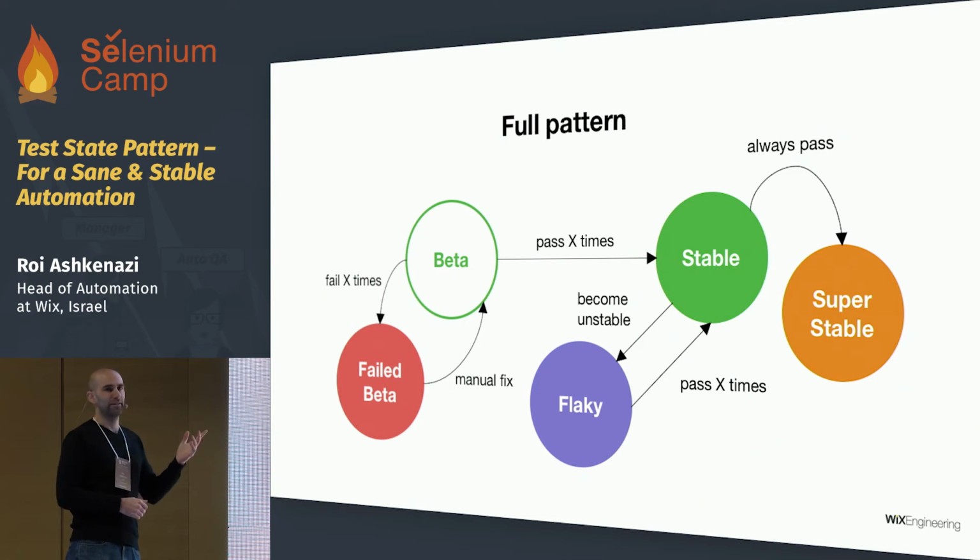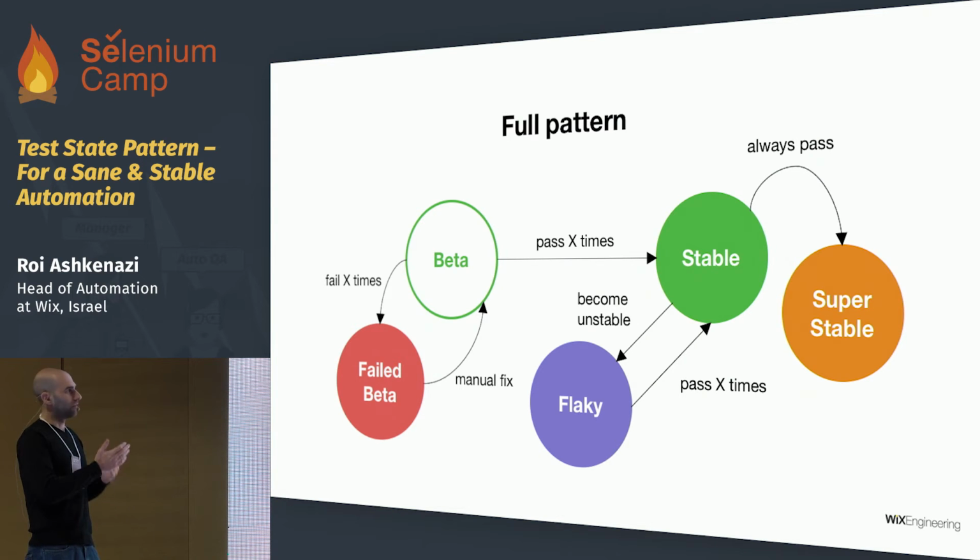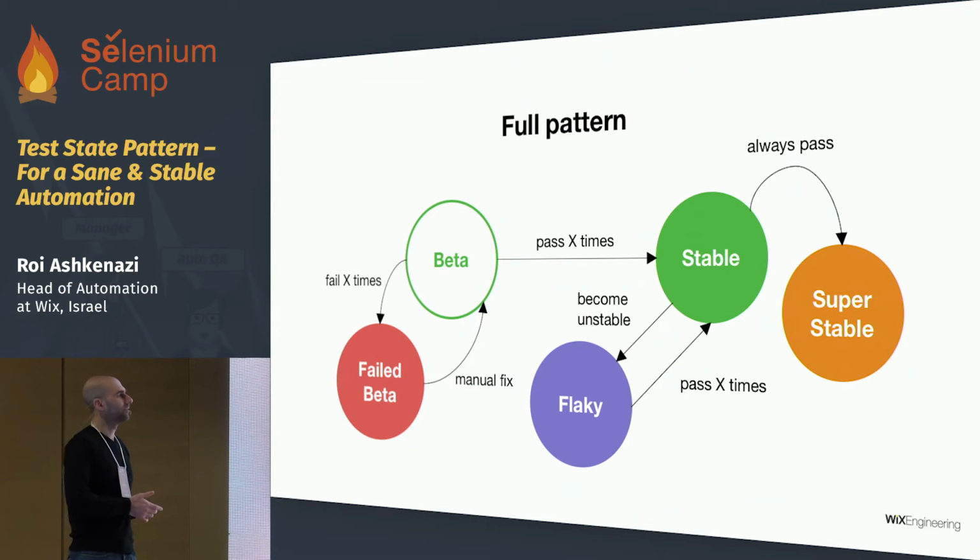So we said we have a beta, which usually goes to stable. It might become unstable, flaky, go back to stable. We have the super stable. And of course, the failed beta, the hall of shame, where all the bad tests are going and hopefully getting fixed and then going back to beta.